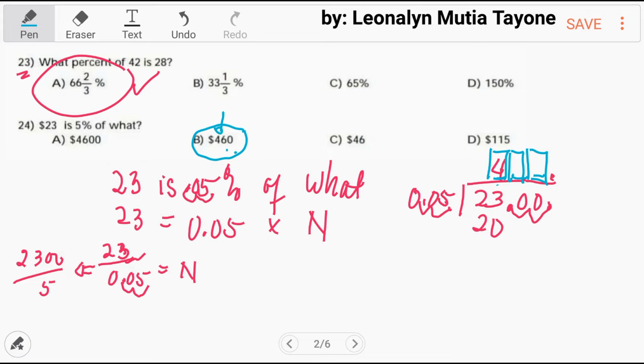But let's continue with this. So, 23 minus 20, that is 3. Bring down the other 0. 30 divided by 5, and that is 6. 6 times 5 equals 30. That's 0, everything is 0 already. So, put 0 on top. So, the answer is 460.